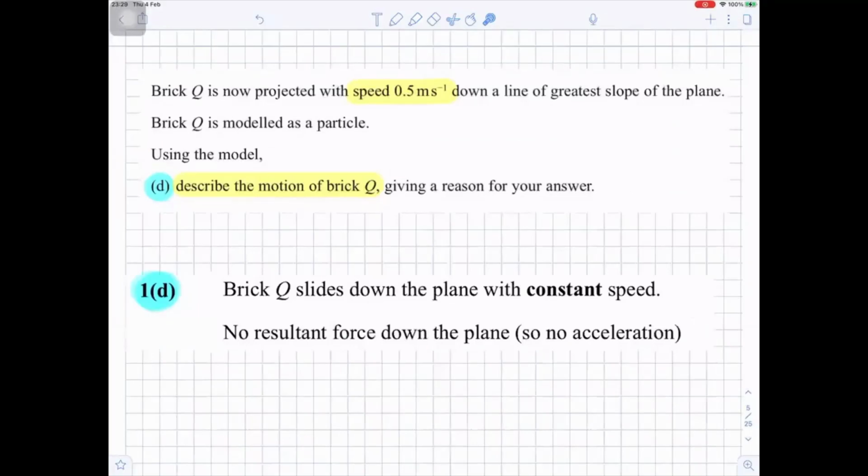Brick Q is now projected with speed 0.5 meters per second down a line of greatest slope of the plane. Brick Q is modeled as a particle. Using the model, describe the motion of brick Q, giving a reason for your answer. Brick Q slides down the plane with a constant speed. You must mention the words constant speed. The speed is the same because there is no resultant force down the plane, so there is no acceleration.